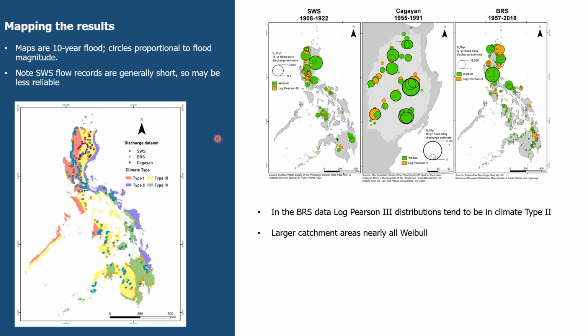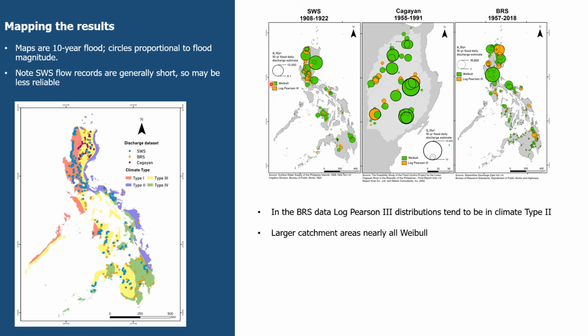In the catchment project, we've done a lot of work fitting those distributions to the data sets that Pammy is going to talk to you about in another lecture. Remember that we have mapped the Weibull in green and the log Pearson 3 in orange, with the circle size being proportional to the size of the 10-year flood in these different locations.